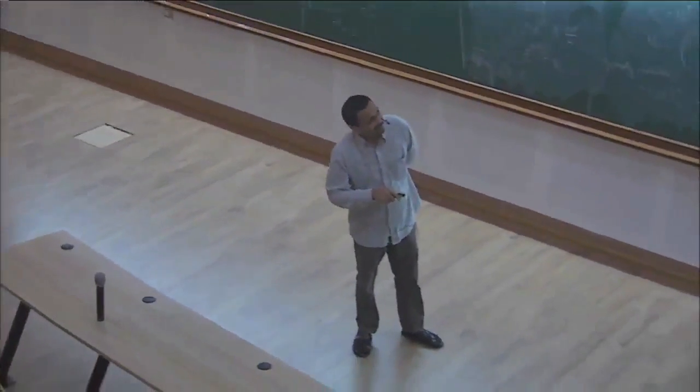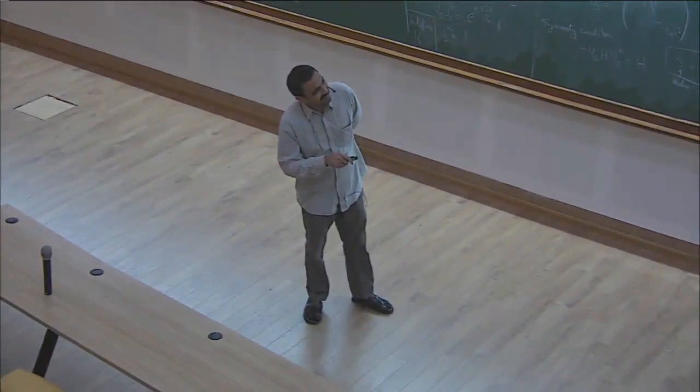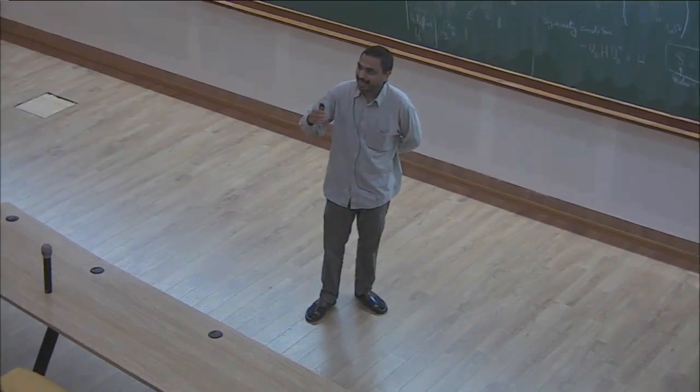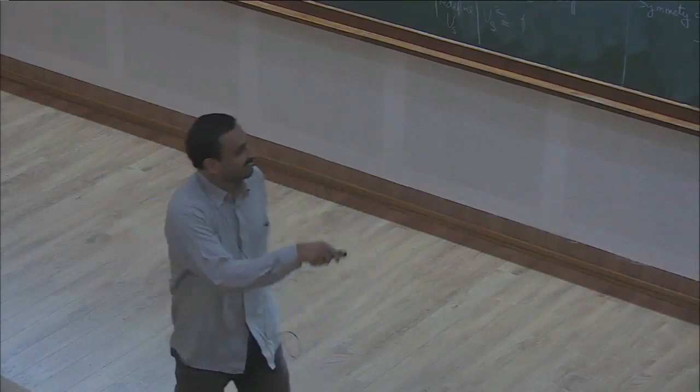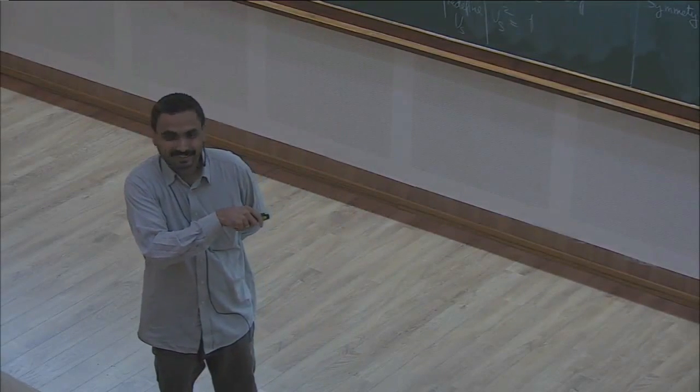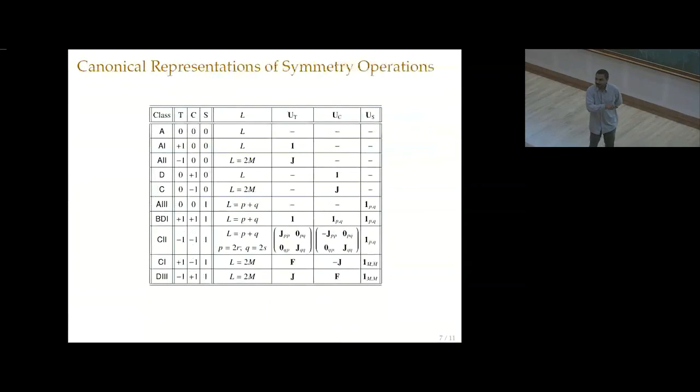Okay. When I go to this class C2, where both of these guys are -1, something fantastic happens. You will find that this guy is like one of these guys. On one set of orbitals, you will find that the time reversal acts as if it is J. What that means is that P itself must be an even number. So P must be 2R, and Q must be an even number.